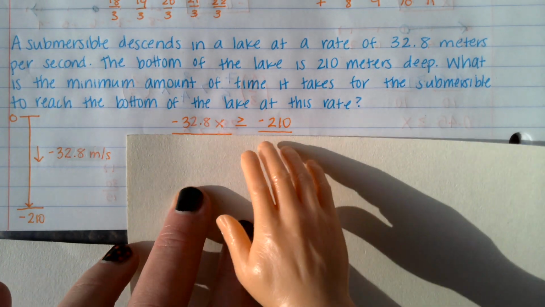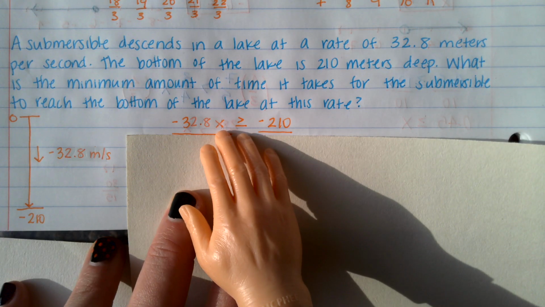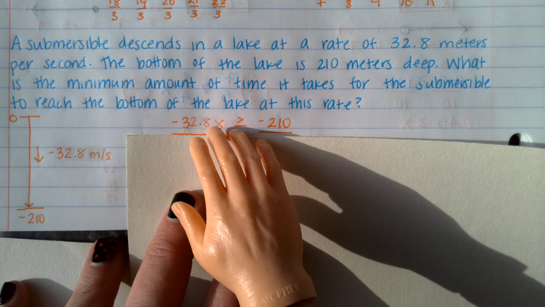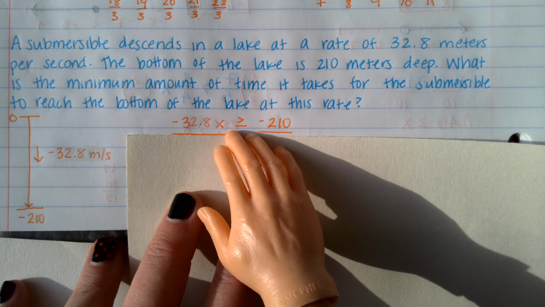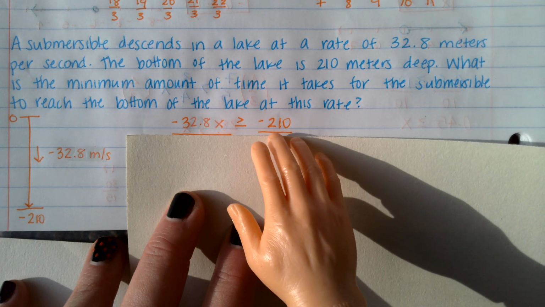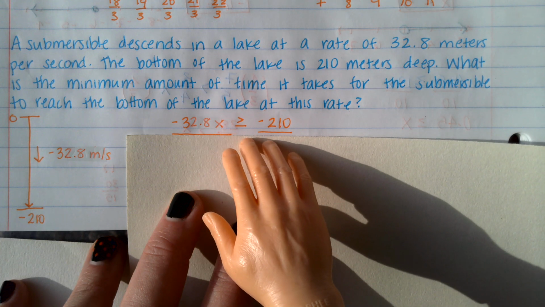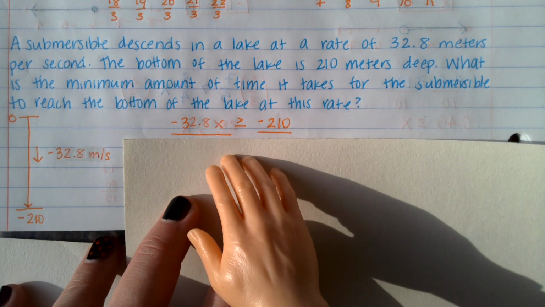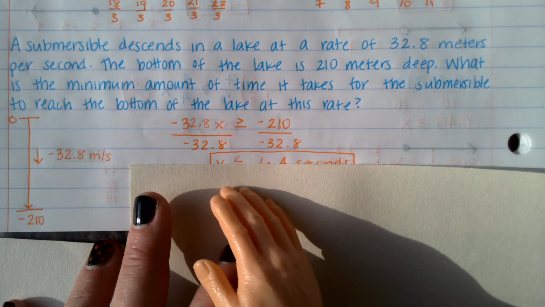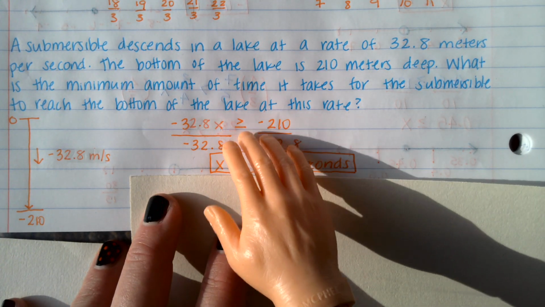So I can make my inequality negative 32.8 multiplied by x, and x represents the number of seconds that it takes for it to reach the bottom. So negative 32.8 for every second must be greater than or equal to negative 210, because it said what is the minimum for it to reach this depth, so it must be faster than that. So to get x by itself, we divide by negative 32.8 on each side, and x is less than or equal to 6.4 seconds, because the sign had to switch.